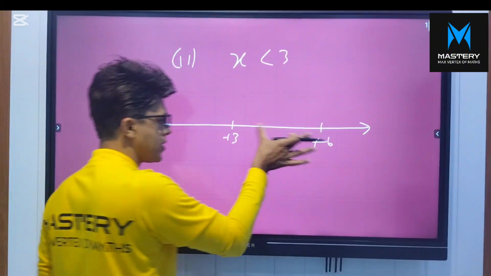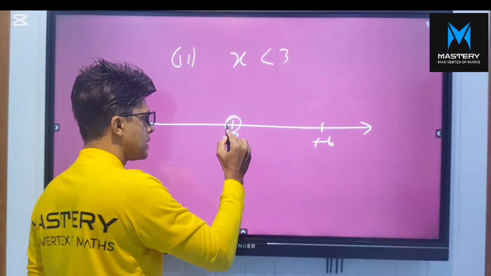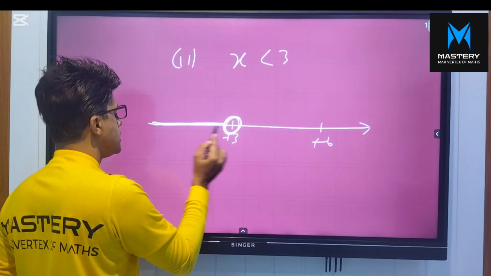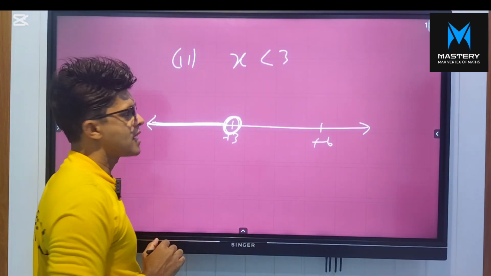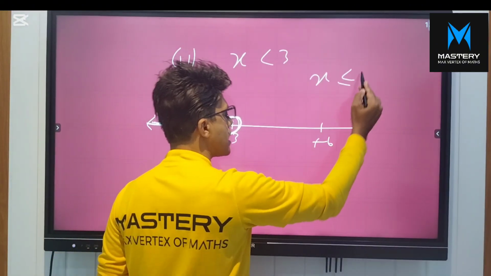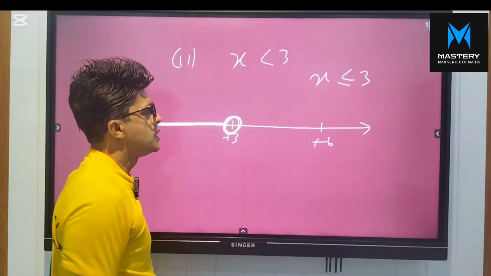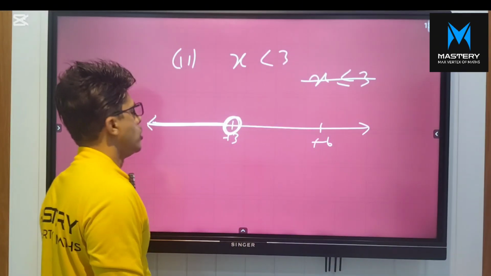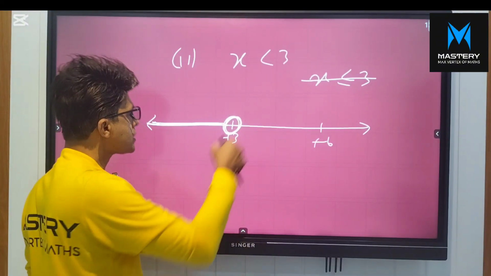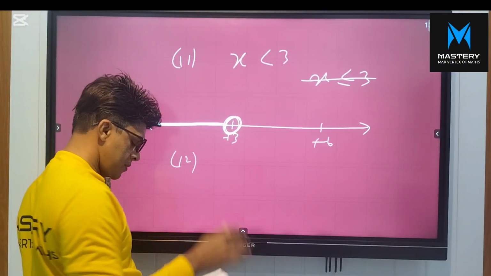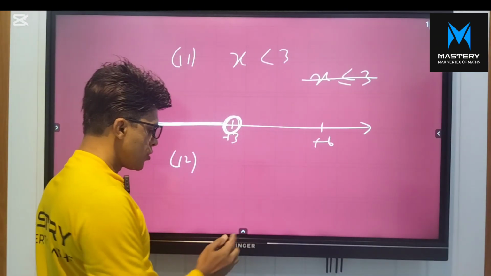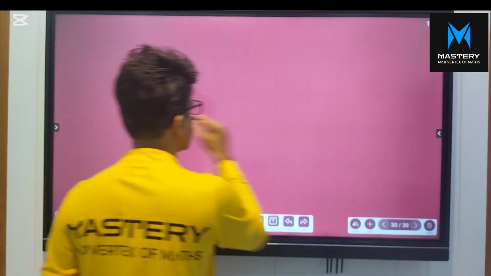We could write these values as well. Then x is less than plus 3, which means this is the direction that you need to color here. So x is less than 3. If it were x is less than or equal to 3, then you would need to color this one, but that has not been given. Therefore, x is less than 3. This is the answer.